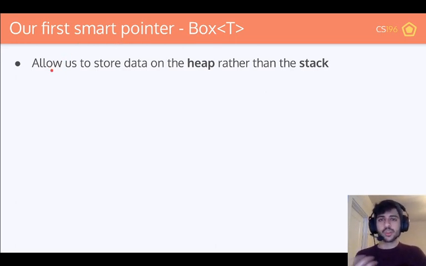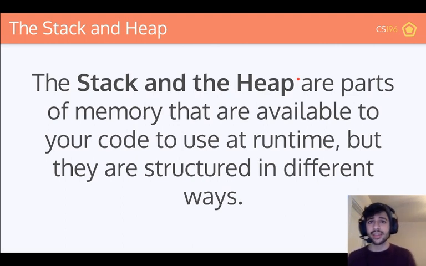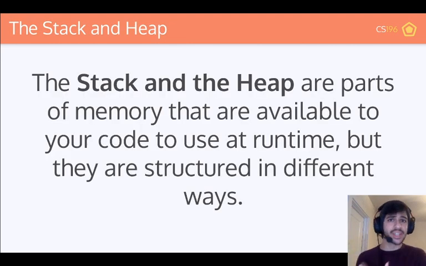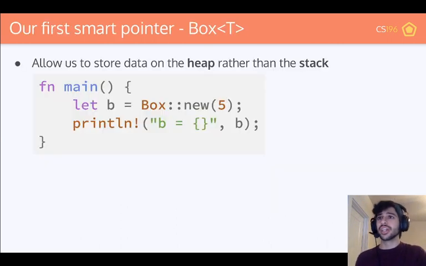Well, the box smart pointer allows us to store data on the heap rather than the stack. If you remember the stack and the heap from the second lecture and the homework, we said that the stack and the heap are parts of memory that are available to your code to use at runtime, but they're structured in different ways. The stack is for elements of a fixed size, and the heap is for elements of an unknown size or a size that might change. So let's take a look here. We have 5, and we know that 5 is an element of fixed size, a signed integer of 32 bits. So we know that this would normally be held on the stack.